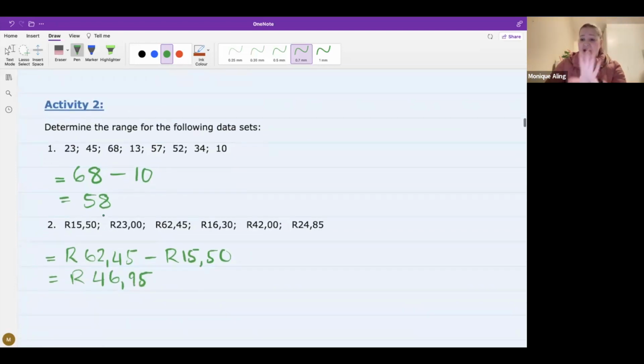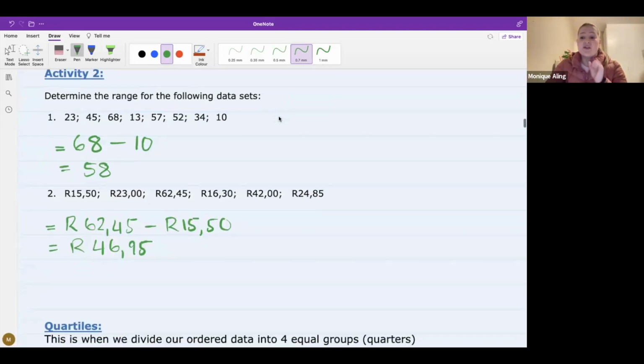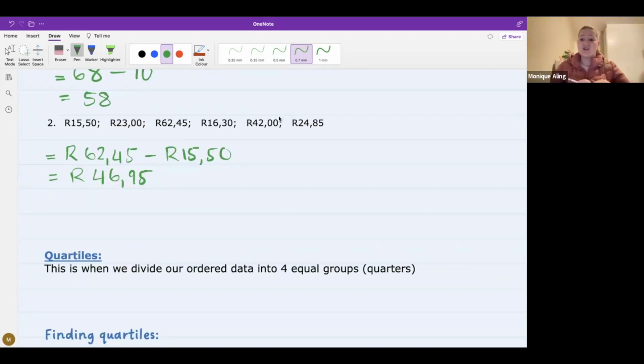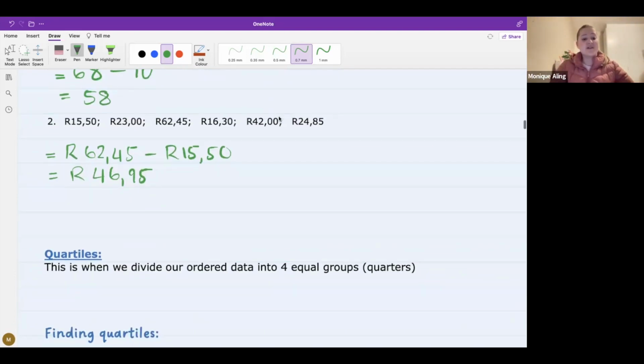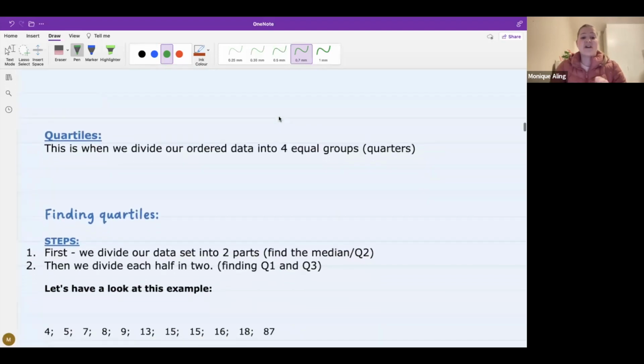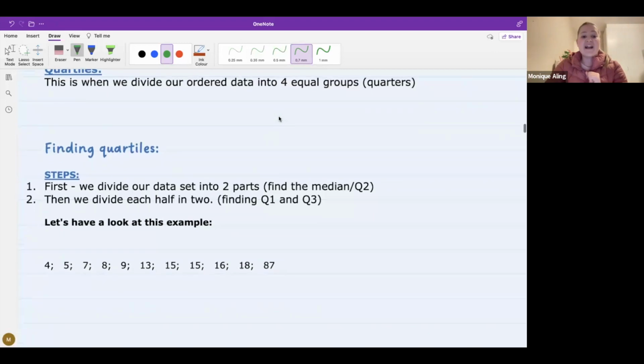So that is working out the range as per normal, the same way we've been doing it since grade 10. The new parts of the syllabus this year were quartiles and working out interquartile ranges. Okay, so quartiles, just a reminder, this is when we divide our ordered data sets into 4 equal groups. So we put our data in order as per normal, and we divide it into 4 equal parts or 4 equal quarters.